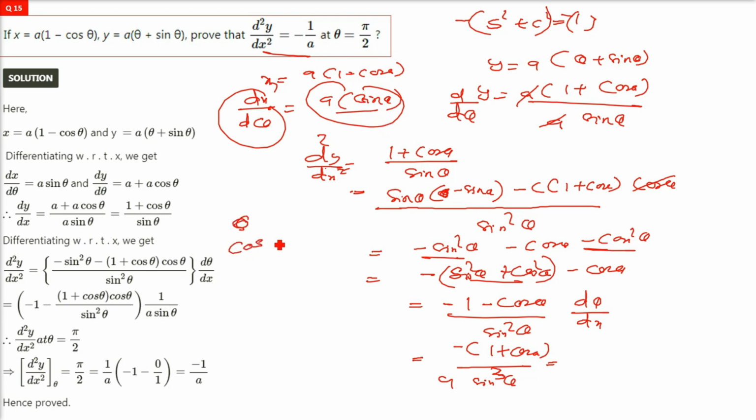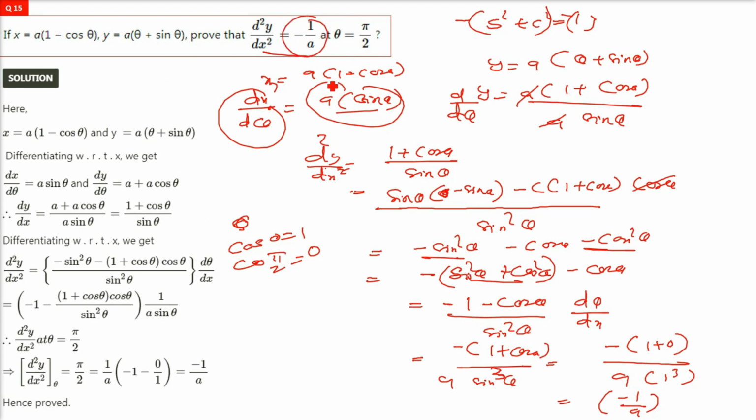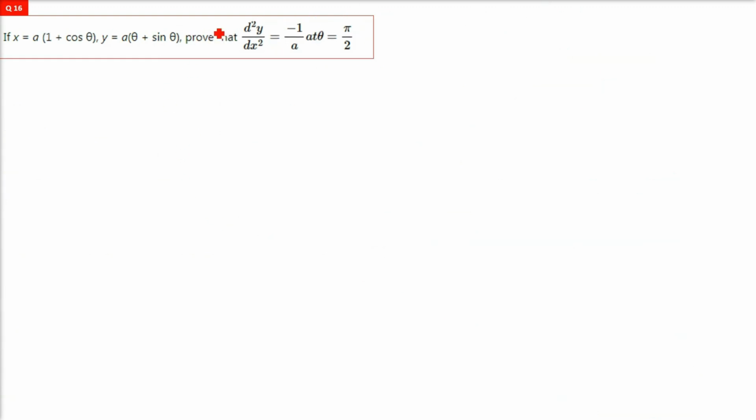So let us see. Remember cos 0 is 1, so cos pi by 2 will be 0. So just put this cos pi by 2 as 0 here. So 1 plus 0, a, and you know sin pi by 2 is 1. Sin 0 is 0 and sin pi by 2 is 1. So you get in sin cube theta, you just replace it by 1 cube. So you have minus 1 by a. Minus 1 by a is the answer. See? Okay.